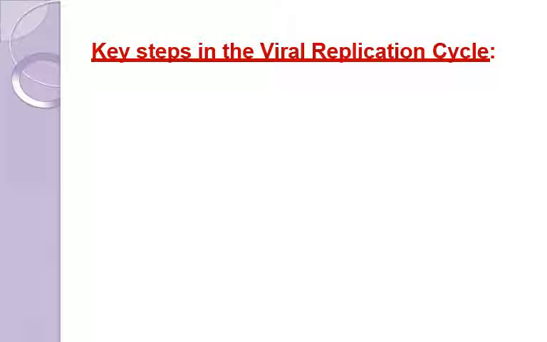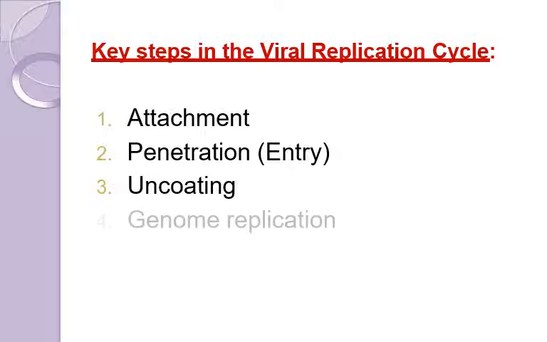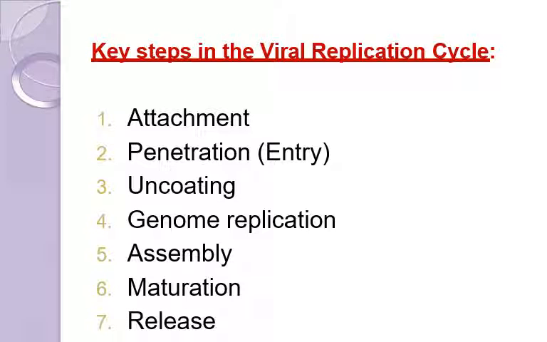Now let us talk about the key steps in the viral replication cycle. The first one is attachment, second is penetration or entry, third is uncoating, fourth is genome replication, fifth is assembly, and sixth is maturation and ultimately release.